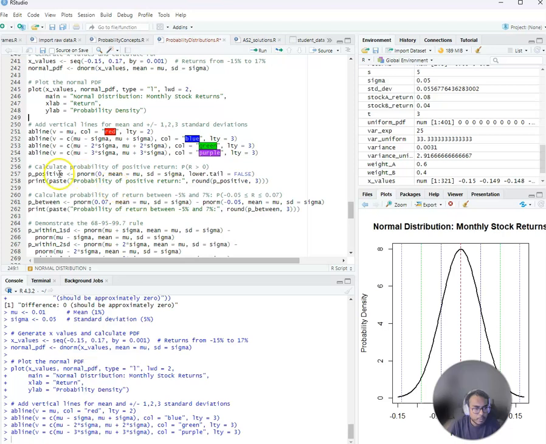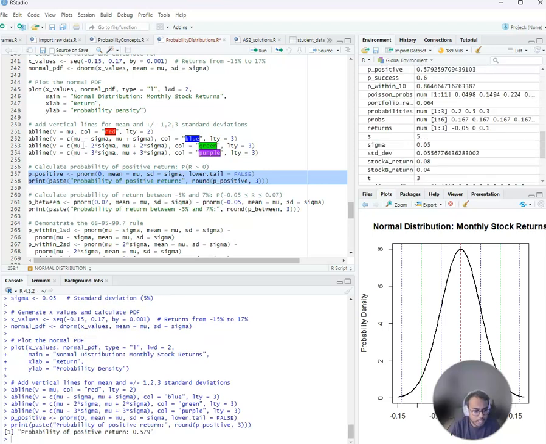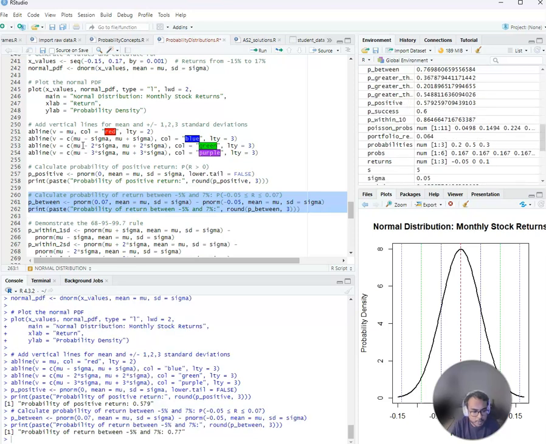We can calculate the probability of positive return using the pnorm function. So all values from 0 onwards will be counted, and that is 0.579. So there is a 57.9% chance that you will get a positive return given the variable follows this distribution. The probability that the return lies between -5 and 7% is 77%. So -5 over here, 7 is somewhere over here. This probability accounts for 0.77.